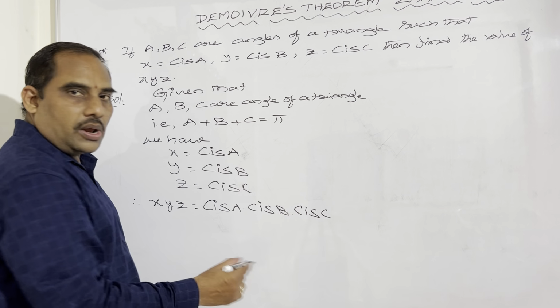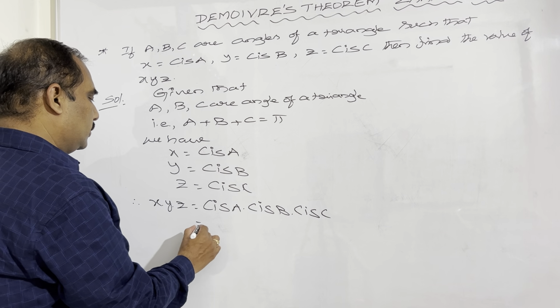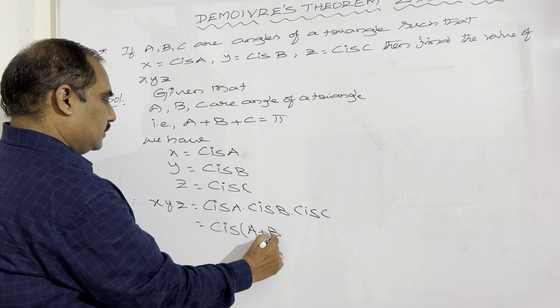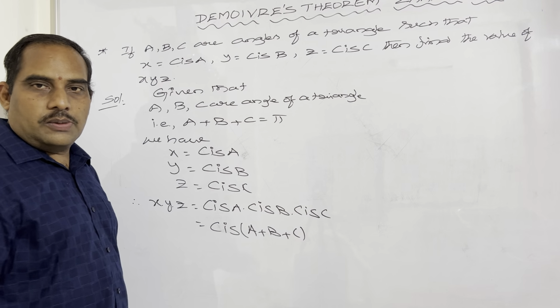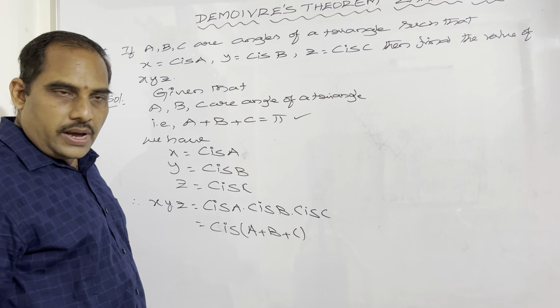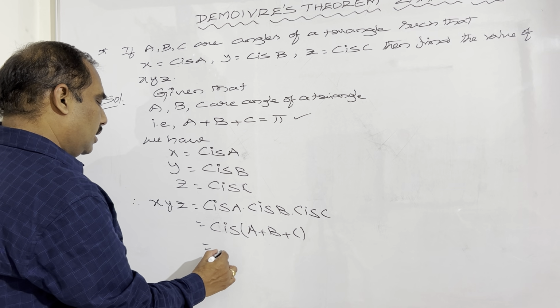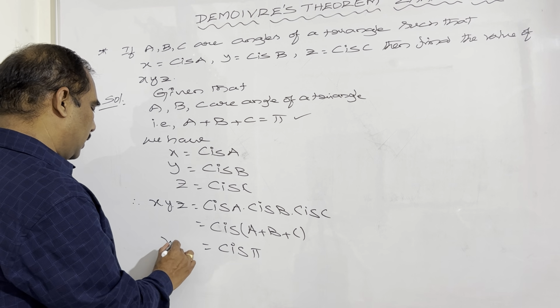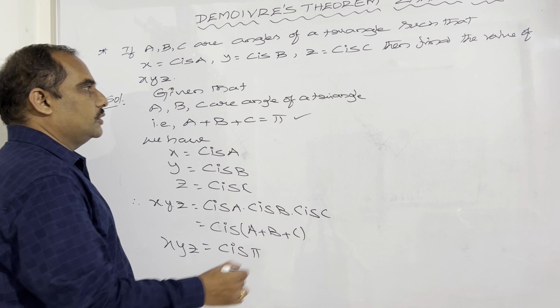As per the property we can write this as cis of A plus B plus C. Already we know that A plus B plus C is equal to pi. So this is cis pi. So xyz is equal to cis pi.